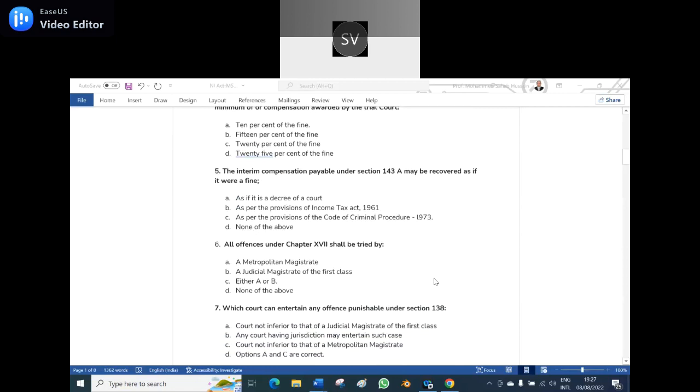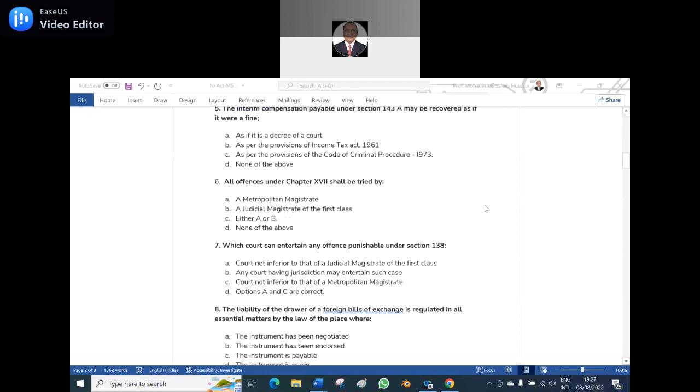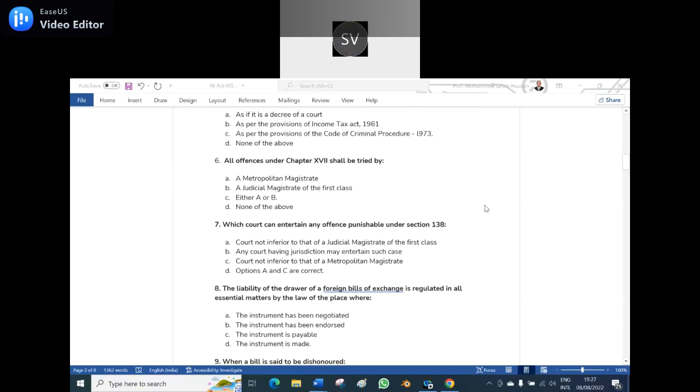Fifth question, the interim compensation payable under section 143A may be recovered as if it were a fine. Option A, as if it is a decree of a court. Option B, as per the provisions of the Income Tax Act 1961. Option C, as per the provisions of the Code of Criminal Procedure 1973. Option D, none of the above. Option C is the correct answer, as per the provisions of the CrPC 1973.